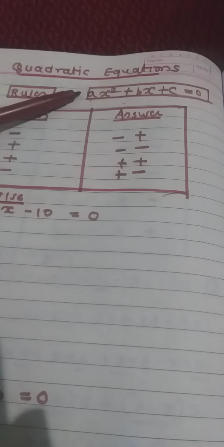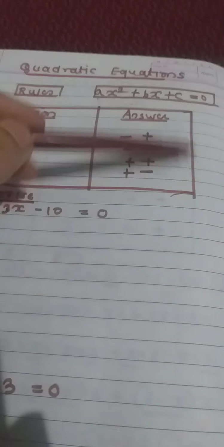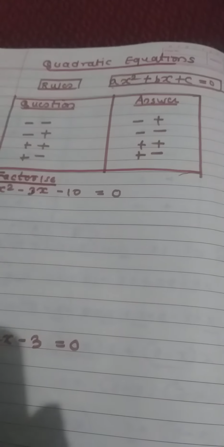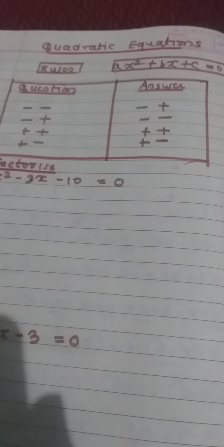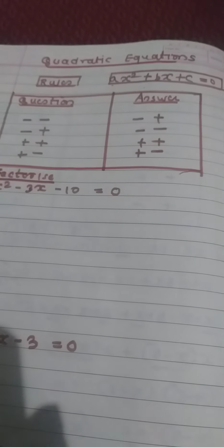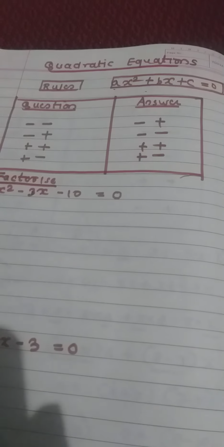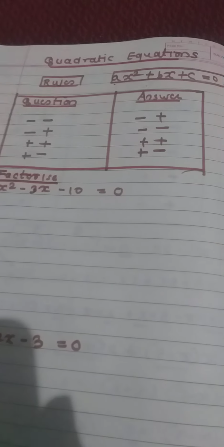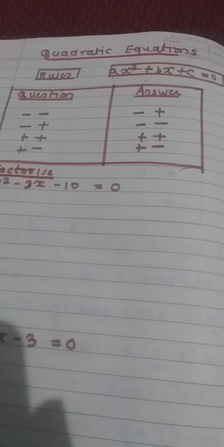This is the quadratic equation pattern, and most of the students get confused about which signs to put: minus plus, plus minus, minus minus, and so on. So much confusion. Let us solve this problem as per my favorite method, the table method.